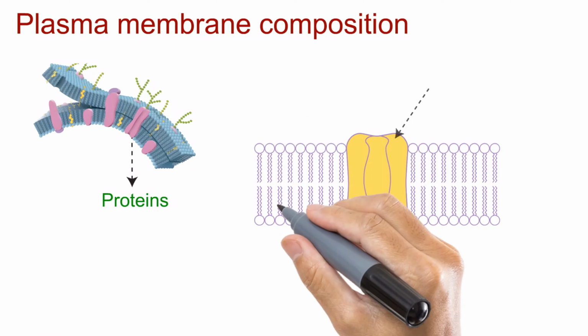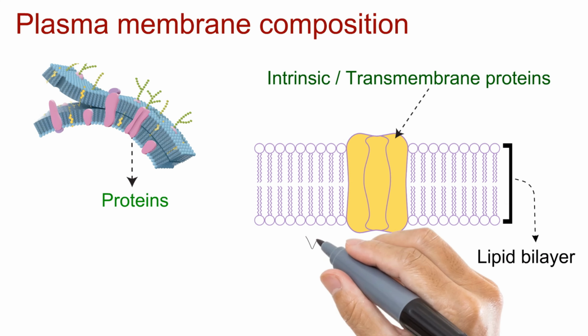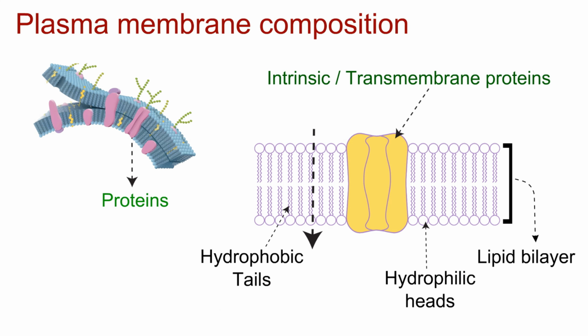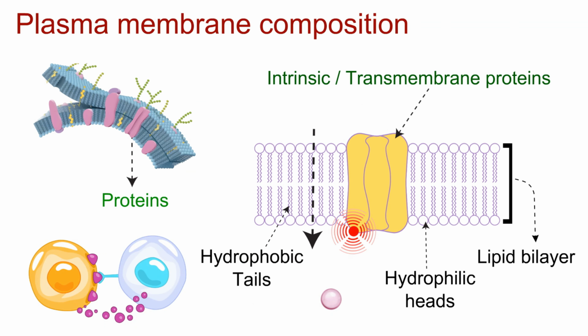Integral proteins, also known as intrinsic or transmembrane proteins, are one of the major types of membrane proteins found in the cell membrane. These proteins are embedded deep within the phospholipid bilayer, and many of them span completely across the membrane, from the outer surface to the inner side of the cell. Because of this arrangement, they interact with both the hydrophilic heads and the hydrophobic tails of the phospholipids. Their unique positioning allows them to perform some of the most vital functions of the cell membrane. They help in transporting materials, receiving signals, and maintaining communication between the inside and outside of the cell.